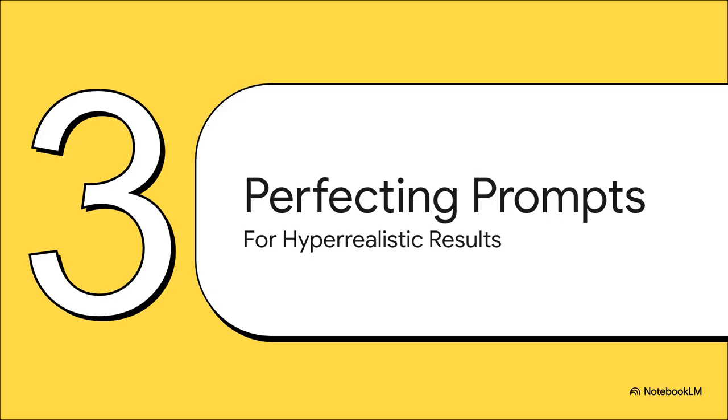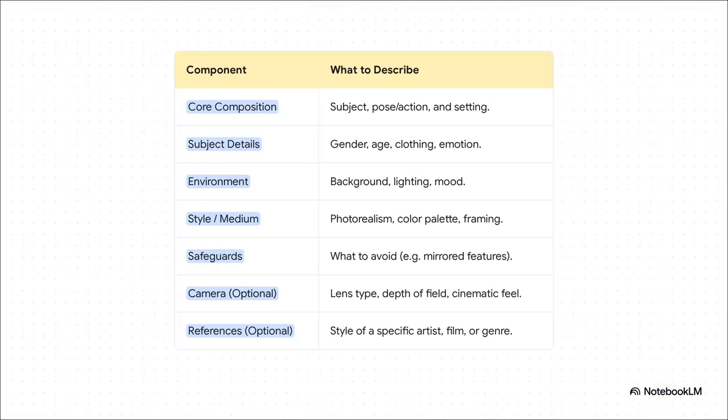All right, let's get to the really important part. This is the good stuff. Crafting a prompt that gets you those hyper-realistic, super consistent results every single time. We're about to break down the anatomy of what makes a perfect prompt. Okay, so a great prompt isn't just one giant, messy sentence. Think of it more like a recipe, with distinct ingredients. You start with the basics, right? The core composition and the subject details. Then you start layering in the environment and the style.